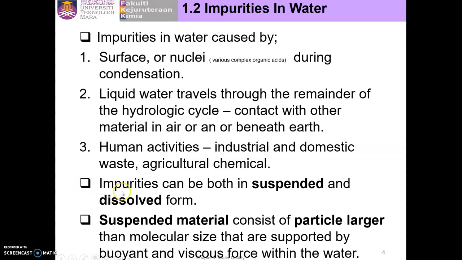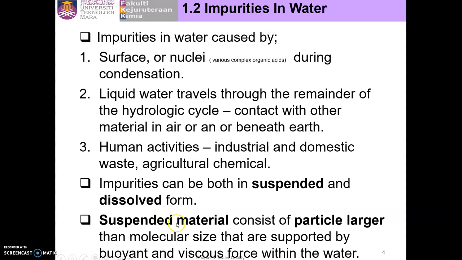So impurities can be divided into two. It can be some either suspended. Suspended means we can see, okay, by our naked eyes, and also some of it will be also akan tak semestinya kita nampak, which is in a dissolved form. So for example, if you have water yang you nampak clear, tak semestinya air tu bersih, okay. Maybe ada dissolved form dalam water tu.